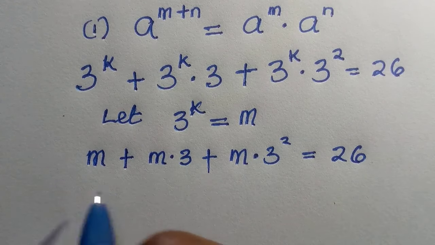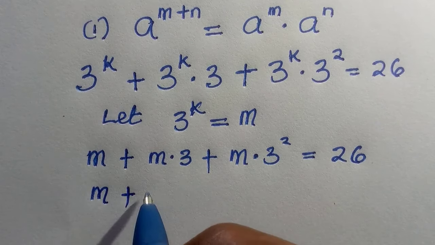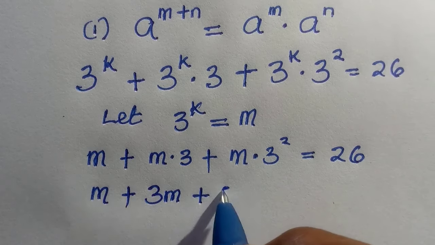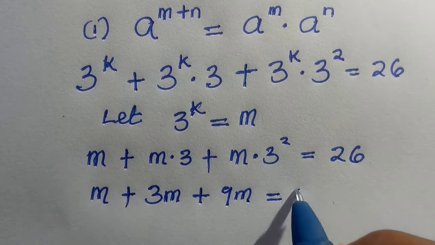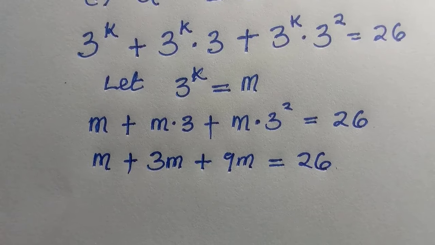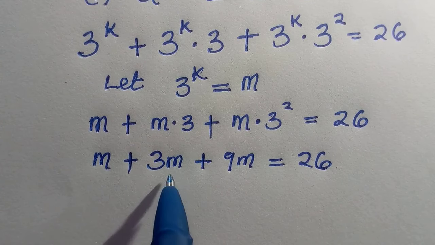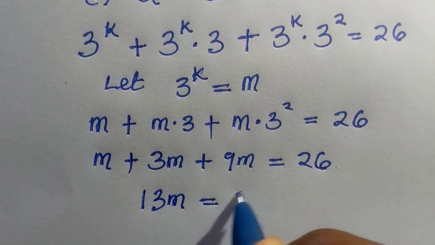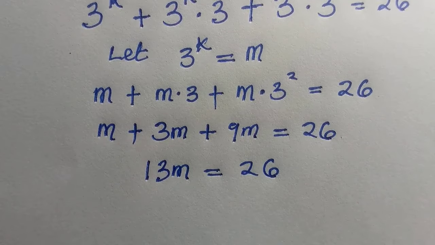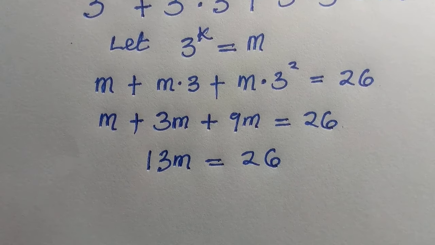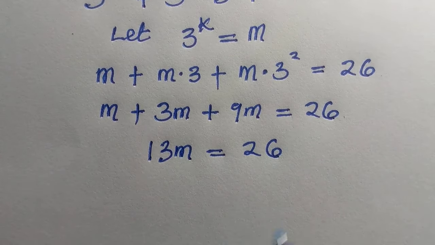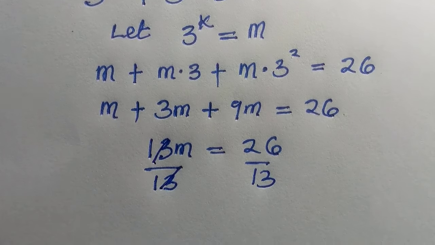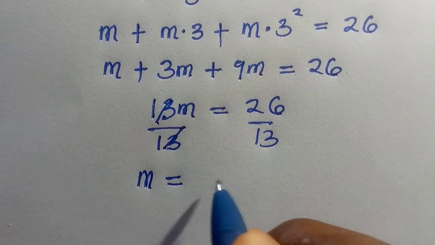So we can have it as m plus m multiplied by 3, that gives us 3m, plus 3 square is 9, and 9 multiplied by m, we have it as 9m equals 26. Then we have m plus 3m plus 9m, that gives us 13m equals 26, and we divide both sides by 13. So 13 cancels 13, and we have m equals 2.